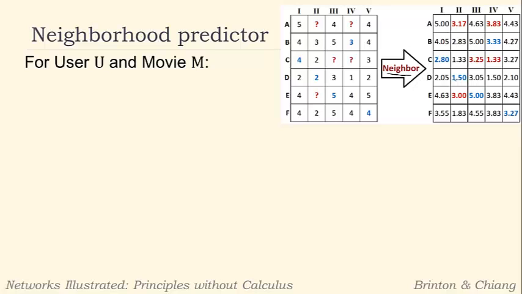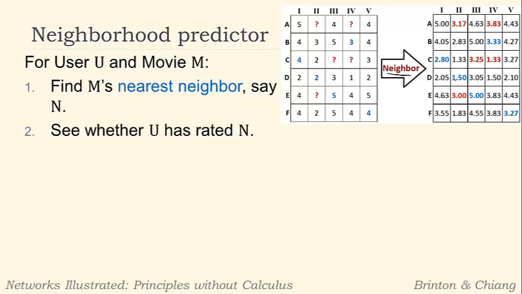You can obviously refer back to the example and go through that too, but let's walk through this really quickly. For the neighborhood predictor, you take user U and movie M, and the first thing you do is find M's nearest neighbor, say movie N. So if it's movie 5, we might have the nearest neighbor being movie 3. We see whether U has rated N. We're just looking in this user's row right now, and we have M and N over here maybe. So we see first whether or not there's an entry in N that we can use.